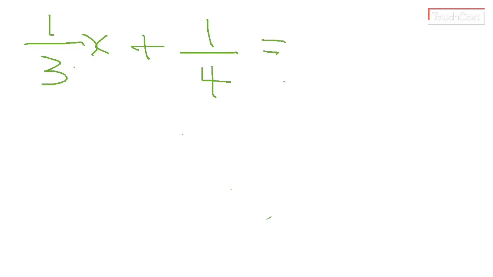Okay, so we have 1/3 x plus 1/4 equals 5. Okay? Now in order to solve for x, I need to get rid of those messy fractions. So I need to figure out what the lowest common denominator is, and that's the number that both the 3 and the 4 will go into. So the lowest number that both 3 and 4 will go into is 12.